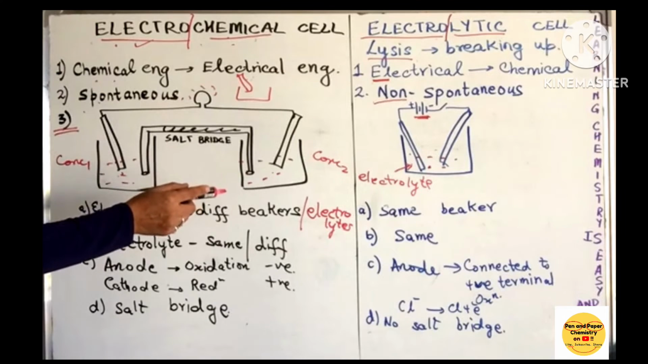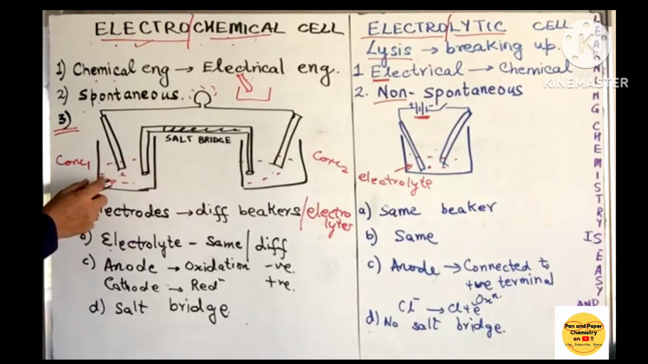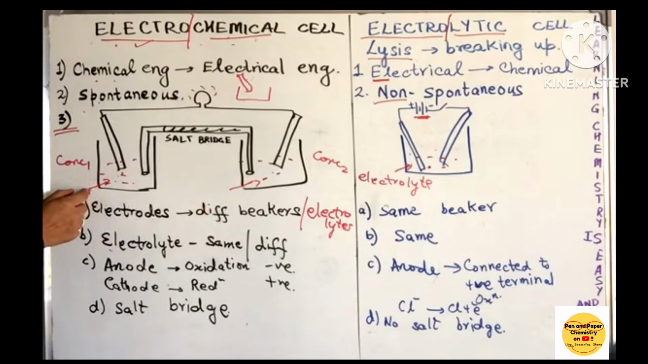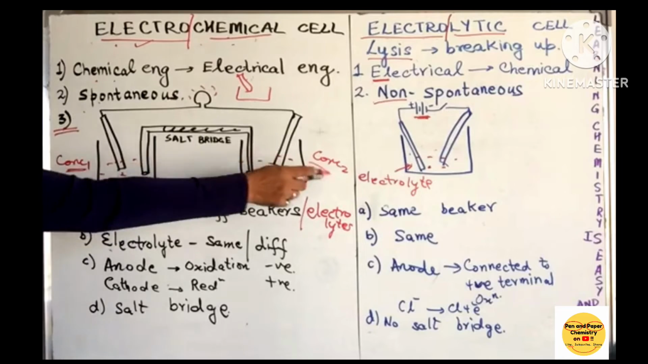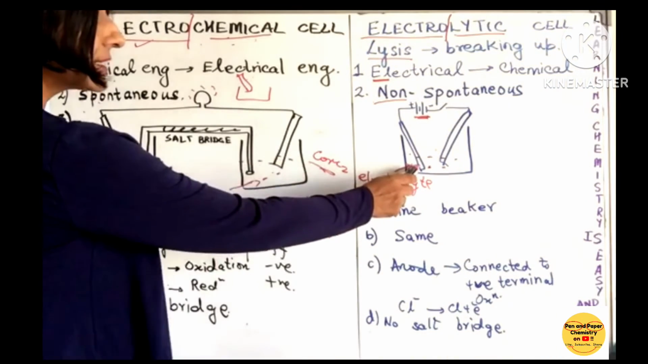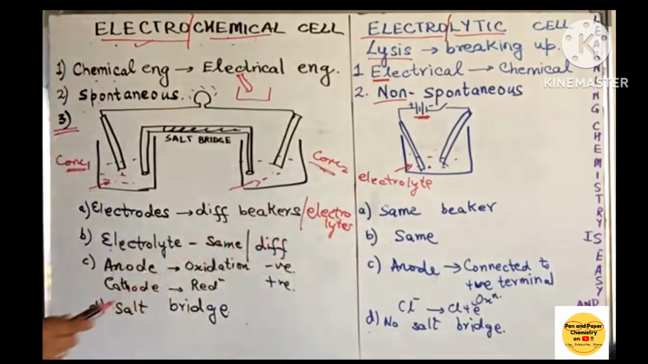Just now we've spoken about it. If the electrolyte is the same, so let's suppose I'm using copper sulfate solution and copper sulfate solution, they have to be of different concentration. Whereas in an electrolytic cell, the electrolyte remains the same.